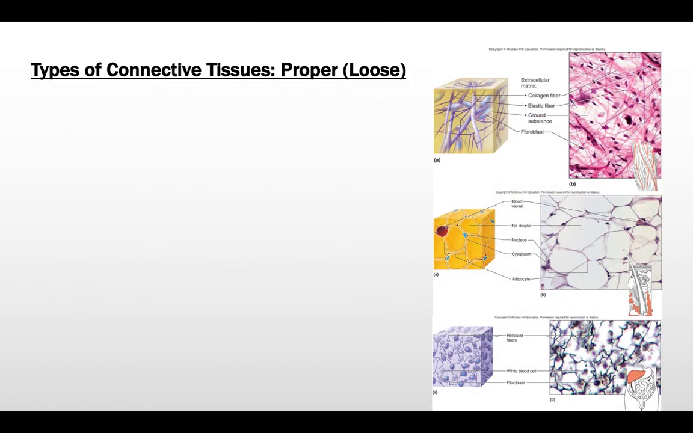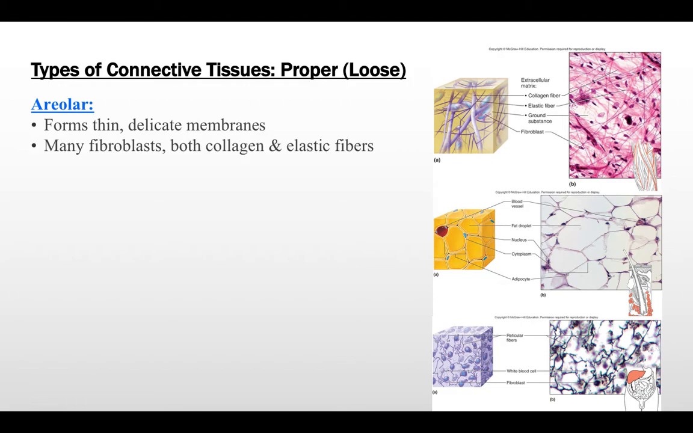Okay, so specific types of connective tissue. Your headings are going to change here. So these first three all fall into the category of proper loose connective tissue. Areolar tissue forms most of the thin, delicate membranes in your body. It has a lot of fibroblasts and also a lot of collagen and a lot of elastic. It's found underneath your epithelium, so it's the first thing you'd see underneath your simple squamous or your stratified cuboidal, and its main role is to nourish the epithelial cells above them.